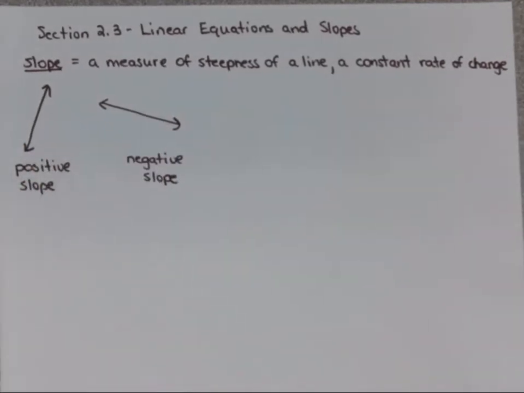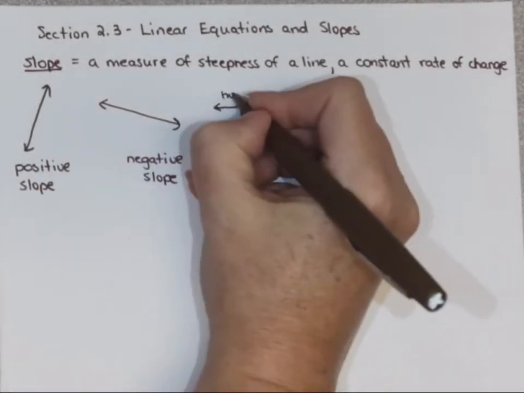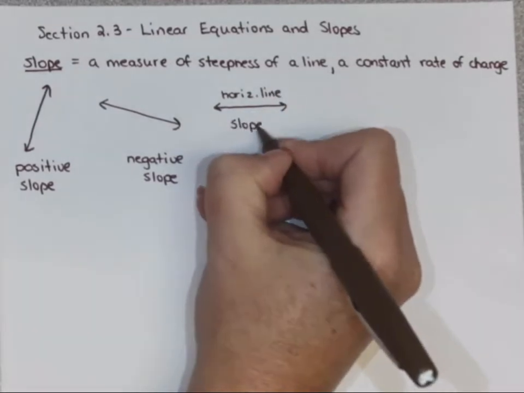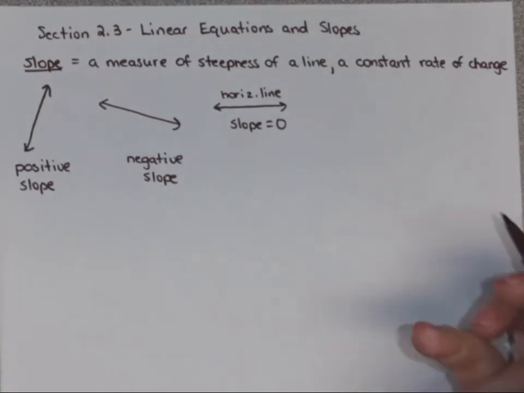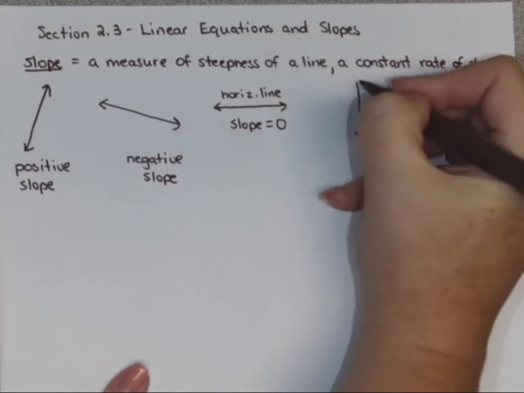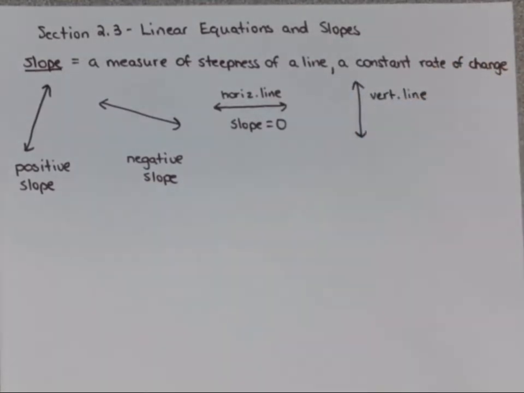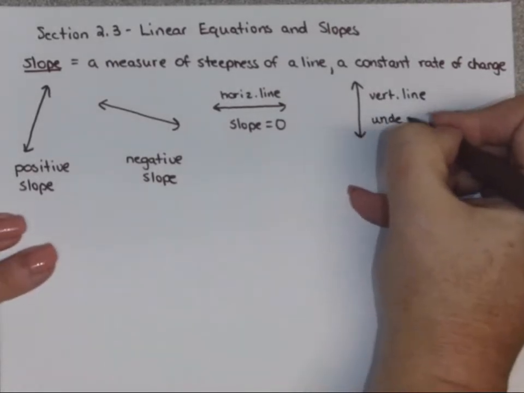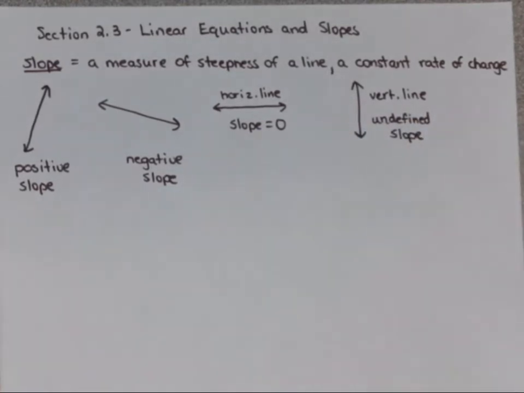Okay. So if you keep on that concept of steepness, how steep should a horizontal line be then? Not at all. So what do you think the slope of that's going to be? 0. Okay. So it's got a 0 slope. And then the other special case is a vertical line. Notice this is incredibly steep, right? It's so steep that we can't define it, so we call that an undefined slope. You can't even put a number on how steep it is. That's kind of a good way to remember it.